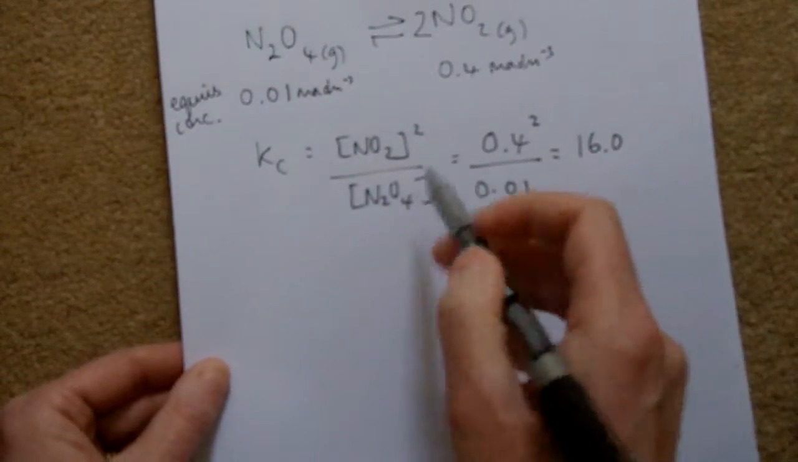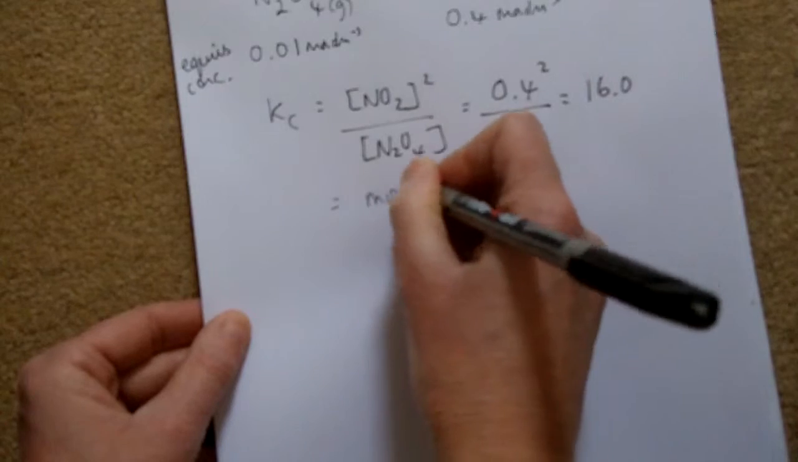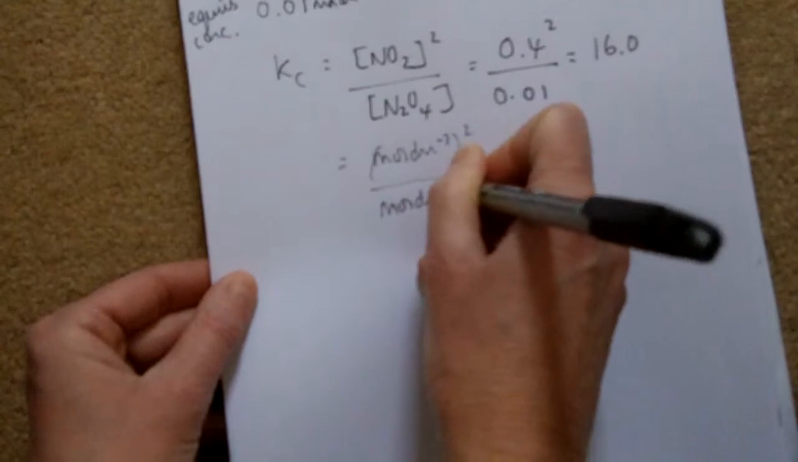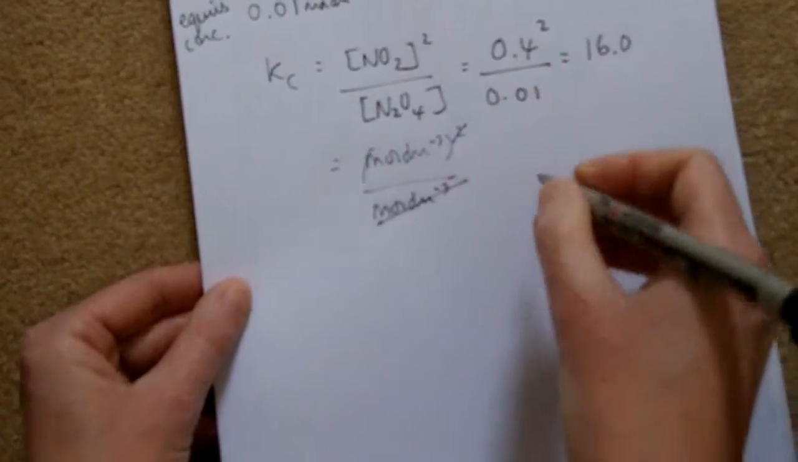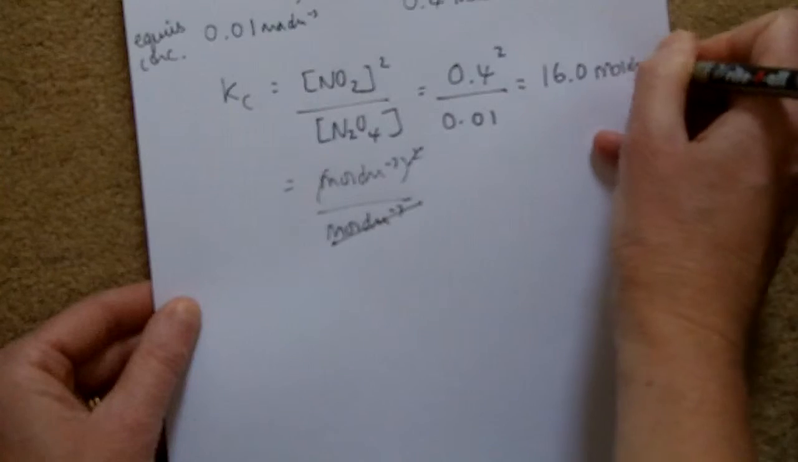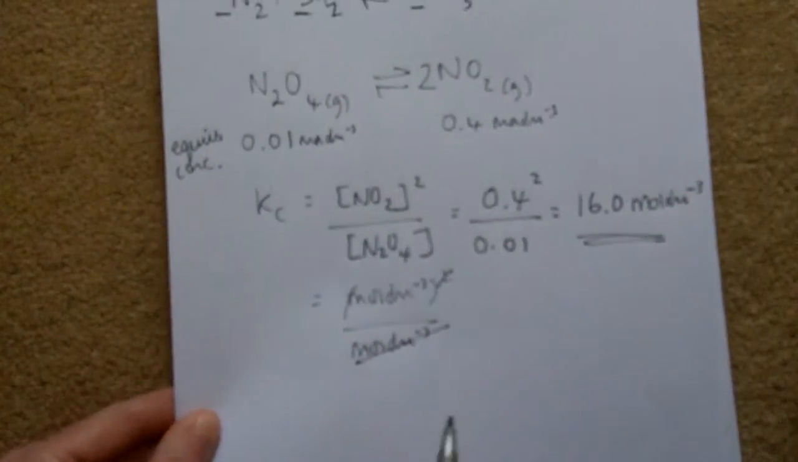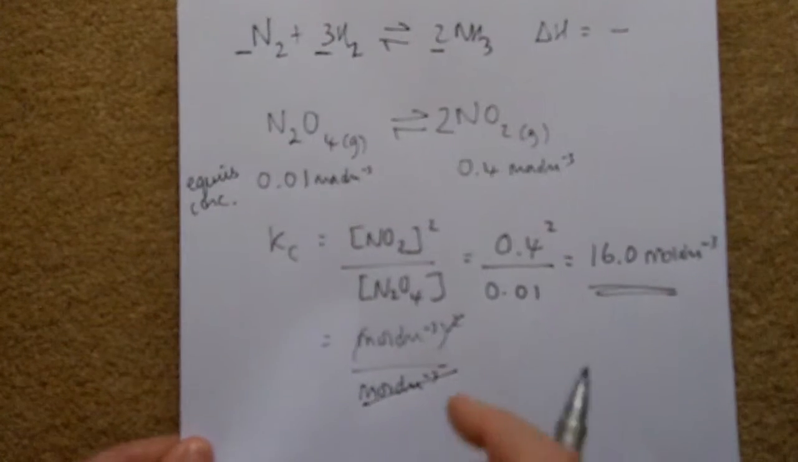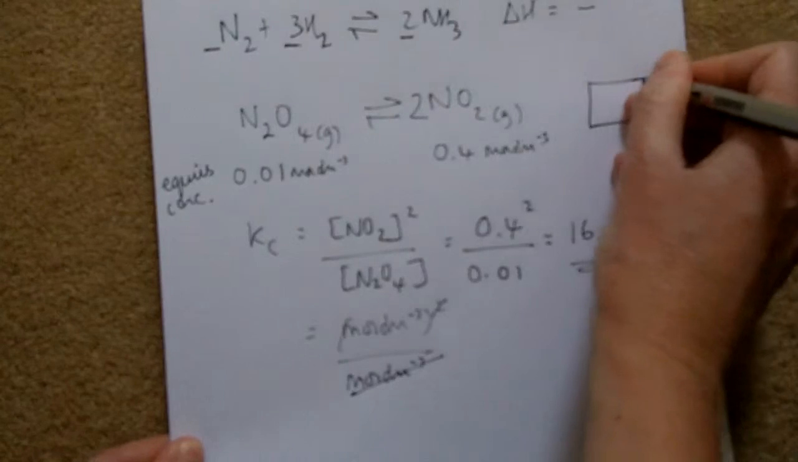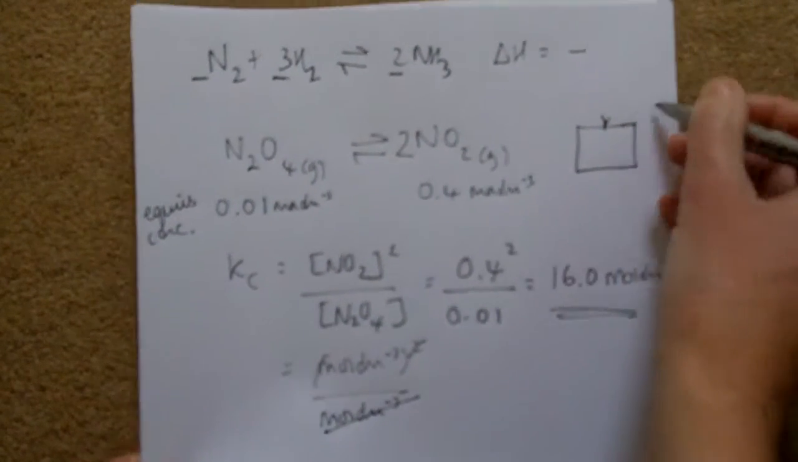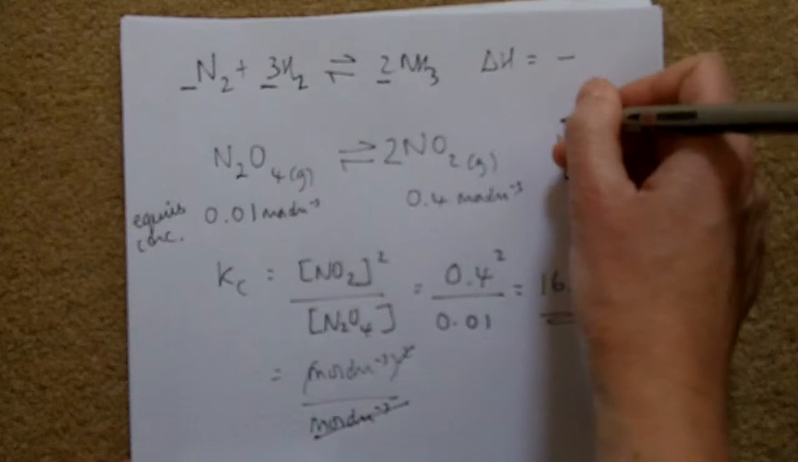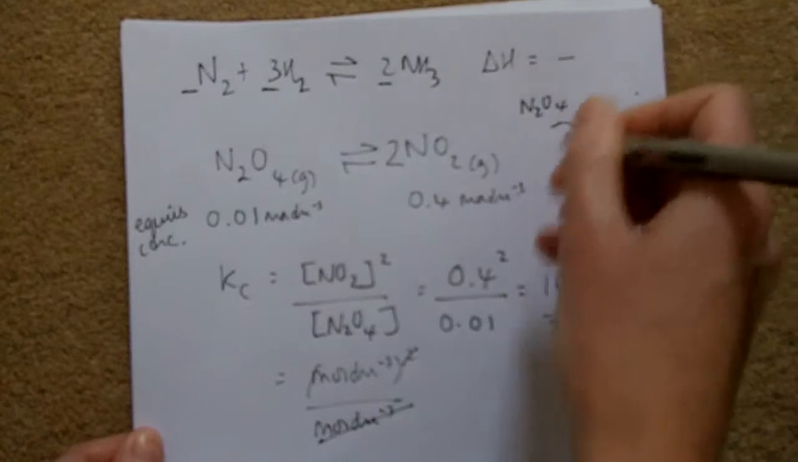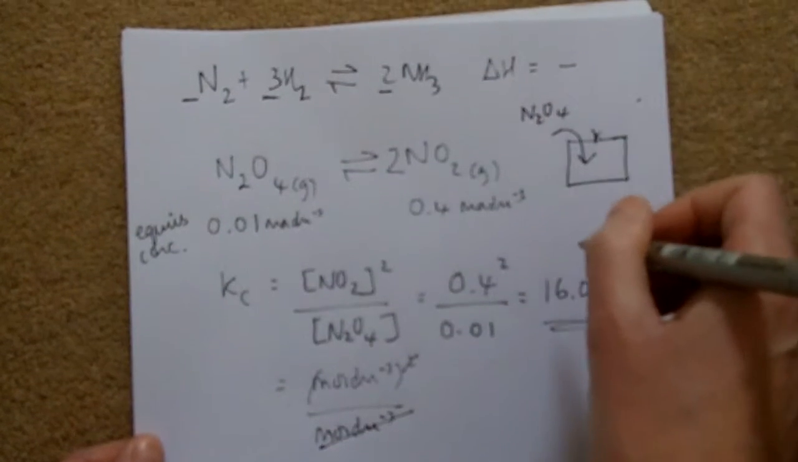The units are going to be concentration squared on the top, concentration on the bottom. So cancel out one of the concentrations and you're left with concentration. So that's the units, and that's Kc for that equilibrium. So let's say, remember this is happening in a closed system, we take the lid off and we add in some more N2O4.